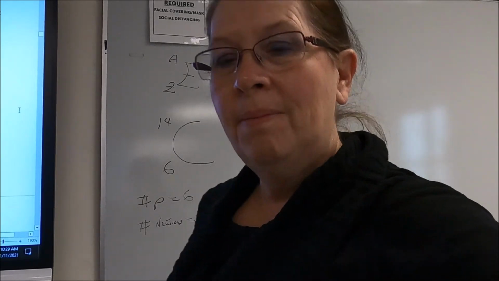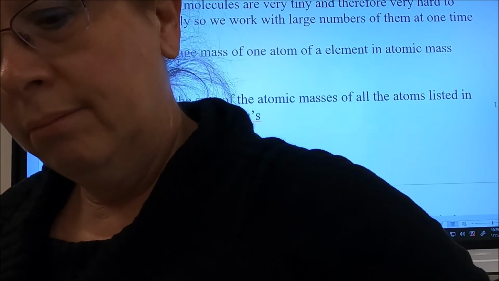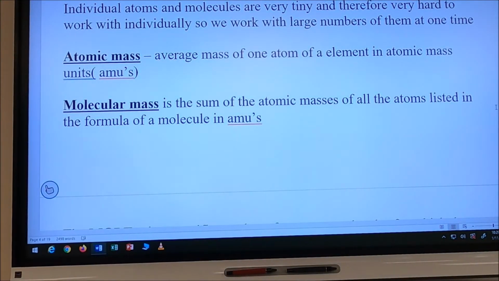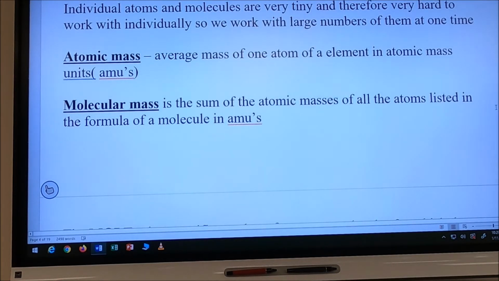All right, now let's talk about atomic mass and molecular mass. Atomic mass is the average mass of an atom of an element in atomic mass units. Okay? We know that there are slight variations between atoms of an element.